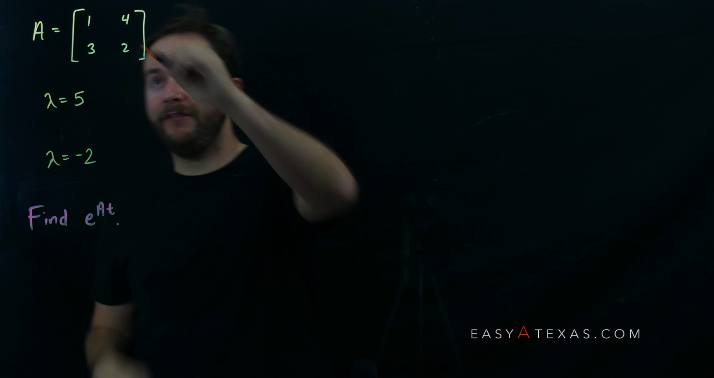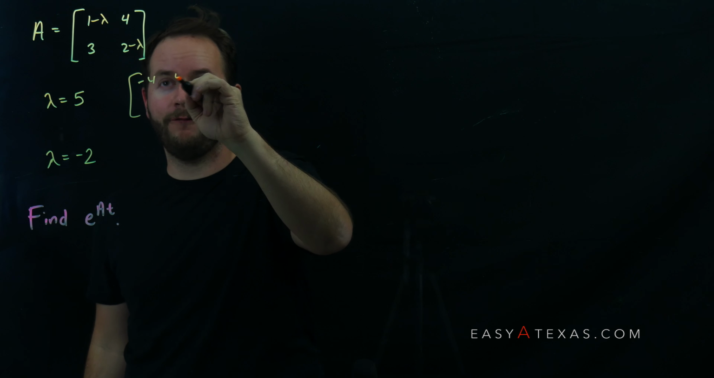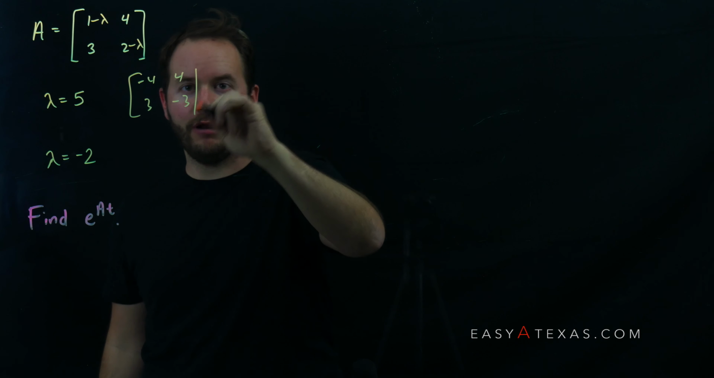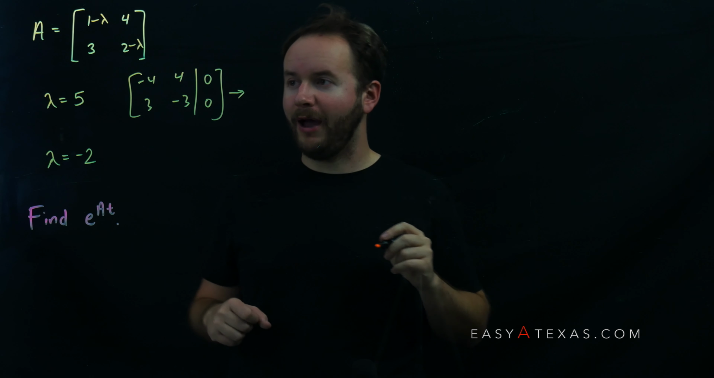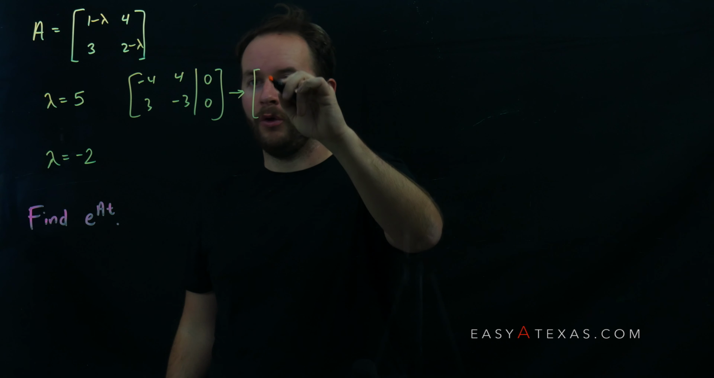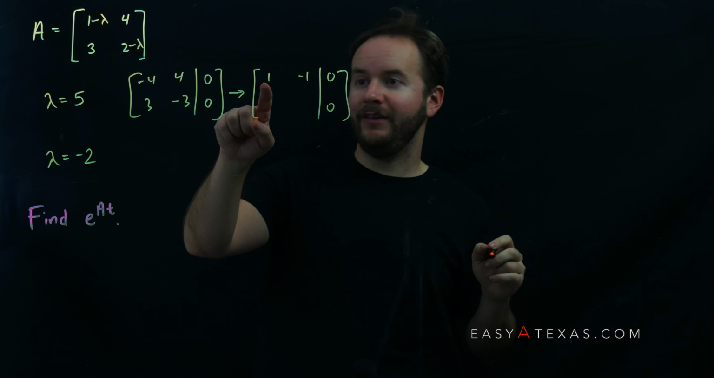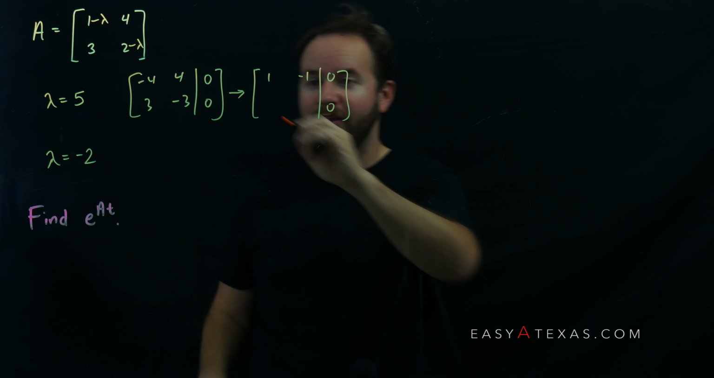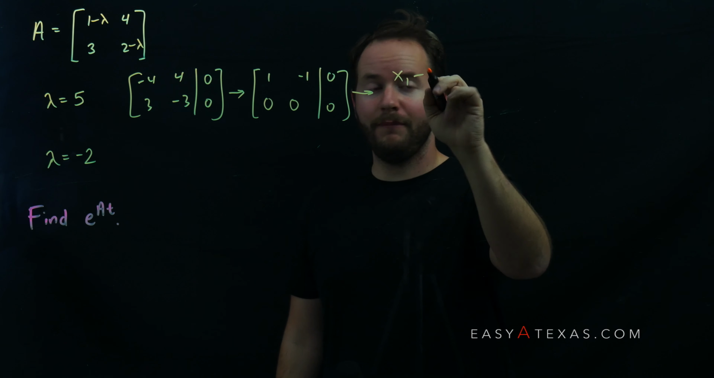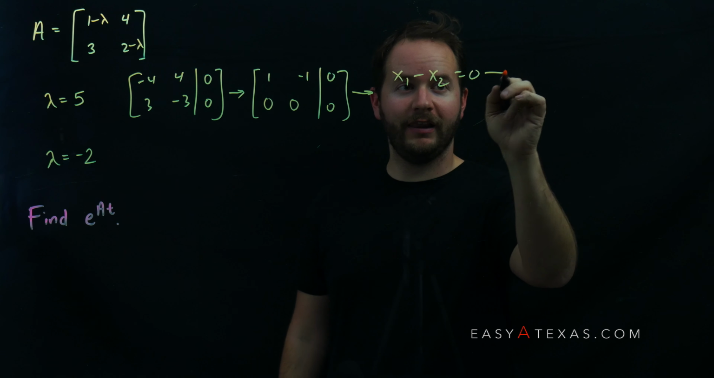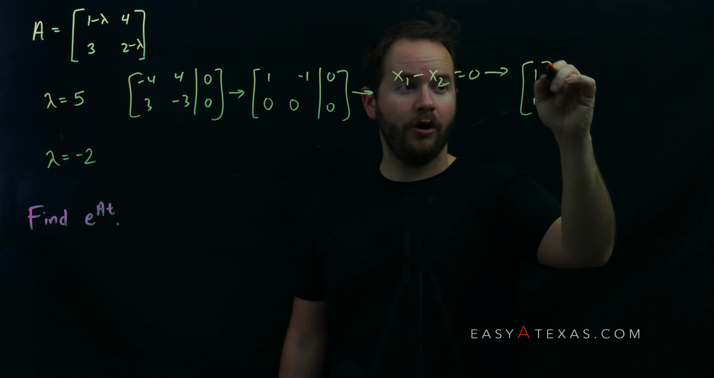I'm going to plug in 5 to the lambda subtracted matrix, so that's going to give me -4, 4, 3, -3. I'm going to augment this with a column of zeros, and then row reduce. I can divide this first row by -4, and it's going to give me 1, -1, 0, 0. And then I'm going to multiply this row by -3, adding it to this row, giving me 0, 0. The corresponding eigenvector I get from this is going to say x1 minus x2 equals 0, and if I let x2 be my free variable, letting that be 1, I get the corresponding eigenvector of 1, 1.